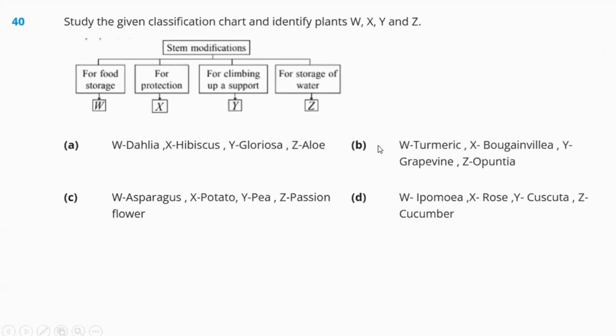Question number 40. Study the given classification chart and identify W, X, Y, Z: stem modification for the storage of food, for protection, for climbing up support, and for the storage of water. So for the storage of food, among these, it would be your turmeric. Then for protection, bougainvillea. Y would be your grapevine, and this will be opuntia.